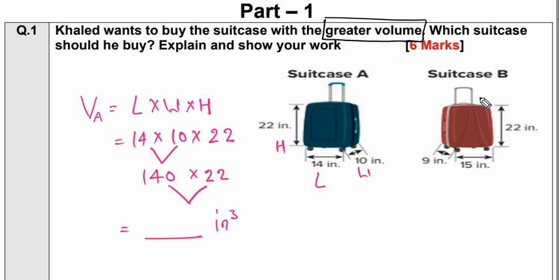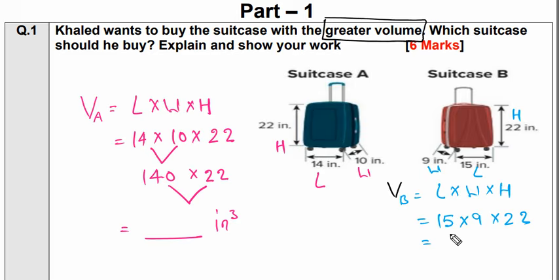Again, here for volume of suitcase B, length times width times height, L W H. Now again, put the values, multiply these two numbers, put this number. Now solve this and you will find your answer.